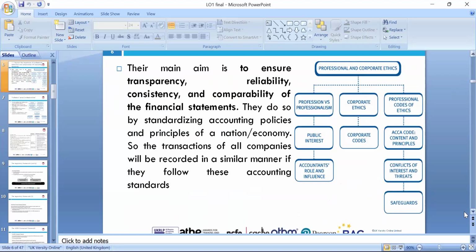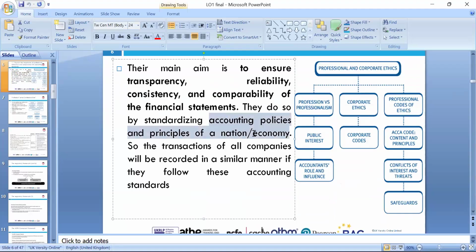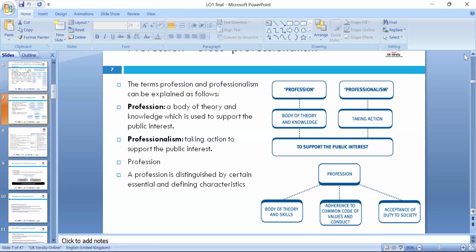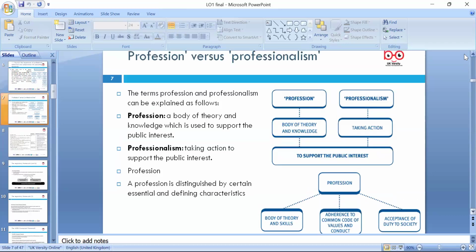So please, let's look at corporate ethics. Ethics are the moral principles. It helps with accounting policies and principles, the nature and economy of the transaction of all the company. We record in a similar manner and we follow the accounting standards. All the transactions, those material information, should be reflected in our financial statements.